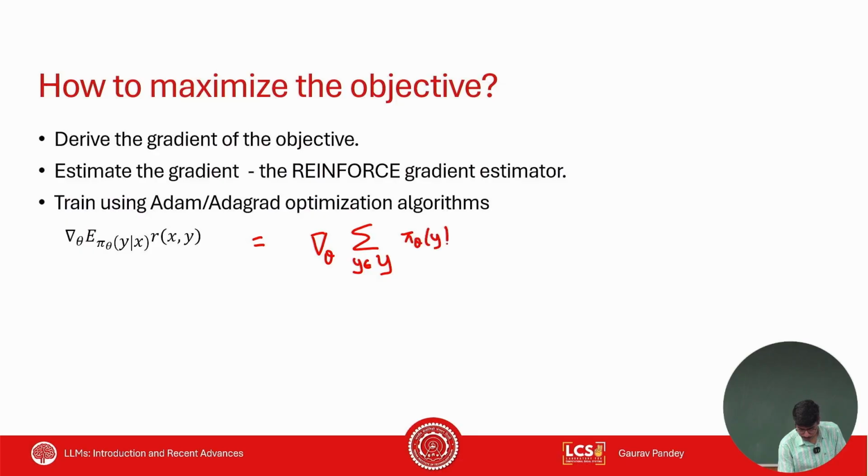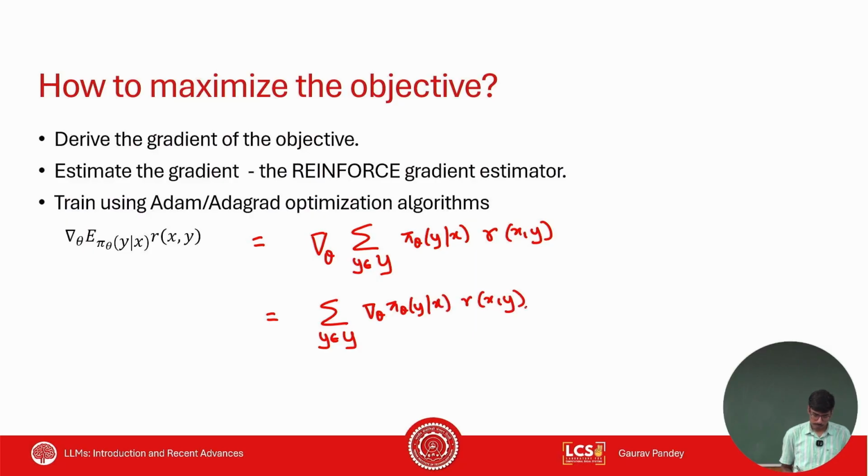pi theta. I've just expanded, no approximation here so far, and I can take the gradient inside, because this summation does not depend on theta. This summation is fine, and I can write it as this, and this is the quantity that we want to approximate. We want an estimate for this quantity. This is exact. What we want is how to estimate this quantity using samples.